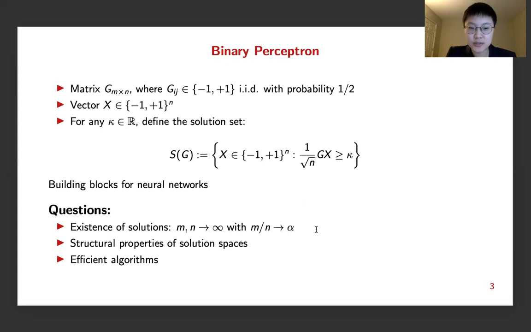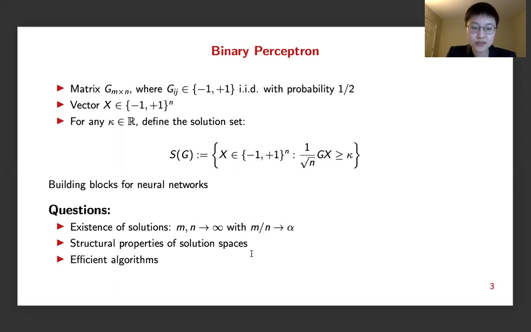More specifically, we look at the regime when m and n go to infinity with a fixed ratio alpha, and ask for what value of alpha we can find a solution with high probability. Recall that m is the number of rows of the matrix, or in other words, the number of constraints that we have. And n is the dimension we live in. So it's natural to expect that when m is larger, or in other words, alpha is larger, there are more constraints, so it's harder to find a solution. So this question is really asking, what is the largest value of alpha such that you can still find a solution with high probability? That's the first question regarding existence of solutions.